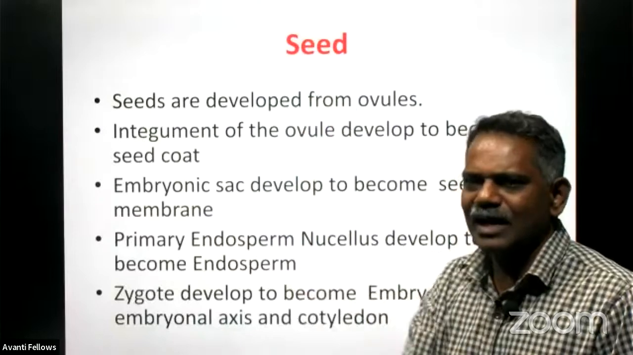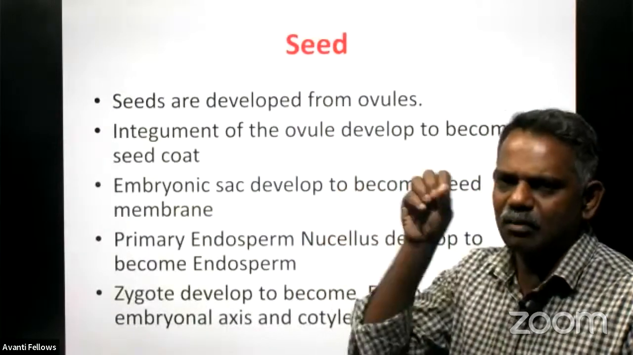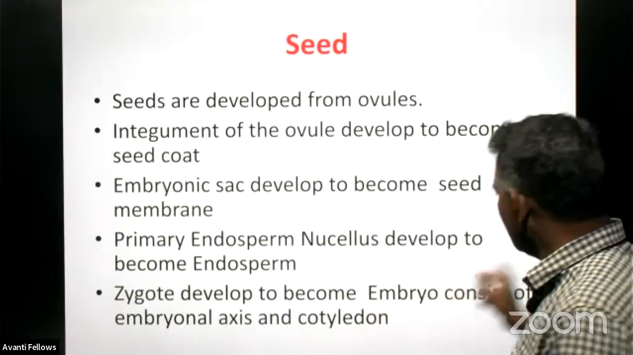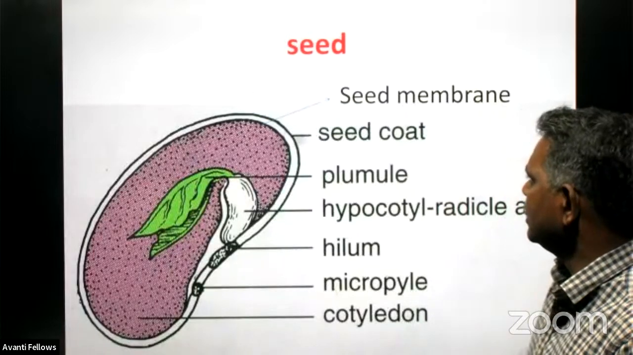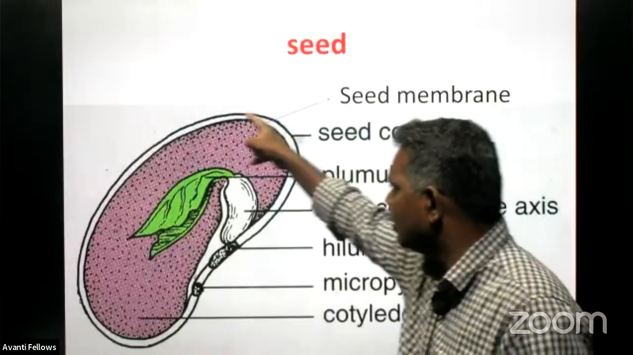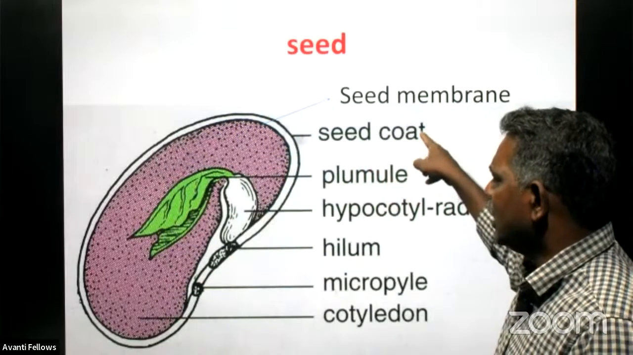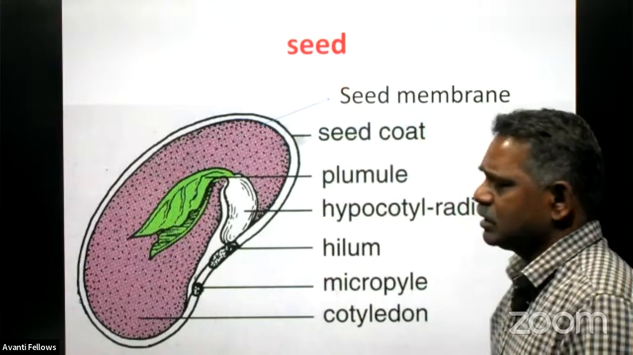One is the embryonal axis. The embryonal axis has two parts: one is the plumule, and the other is the radicle. Other than this, the cotyledon is also there. It is also storing food material. And this is the outer coating of a seed. It is called the seed coat, and the seed coat is developed from the integument only.